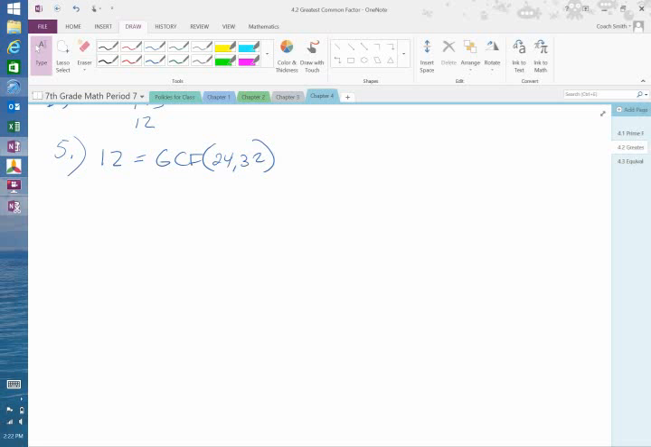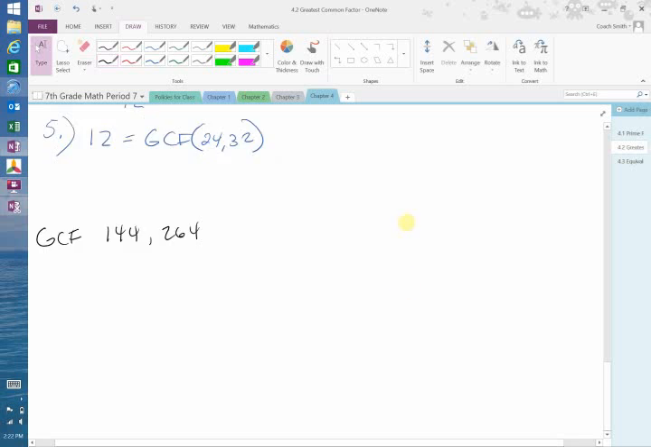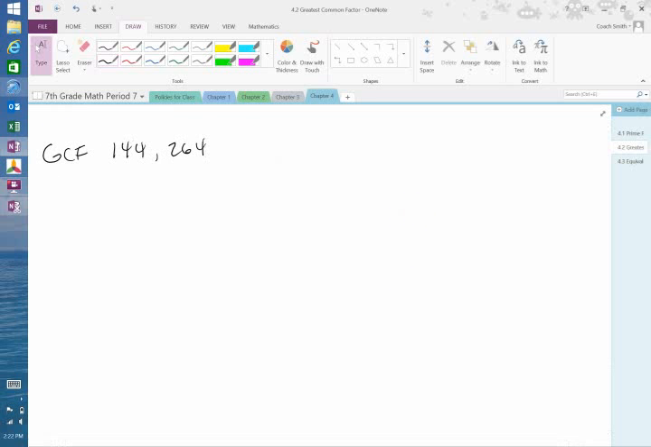All right, now here's a harder one, and this is why I don't want you listing out the prime factors or listing out the factors. We have the greatest common factor of 144 and 264. Another reason why you really need to know inverted division. So you prime factor it.